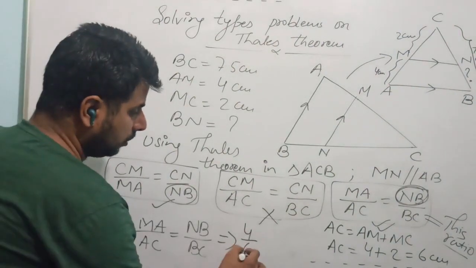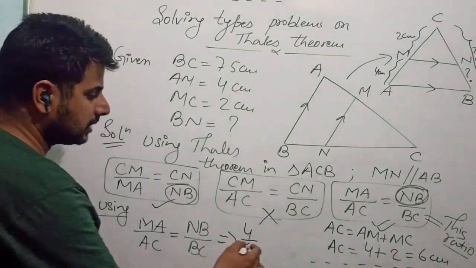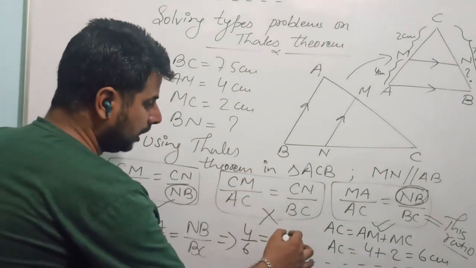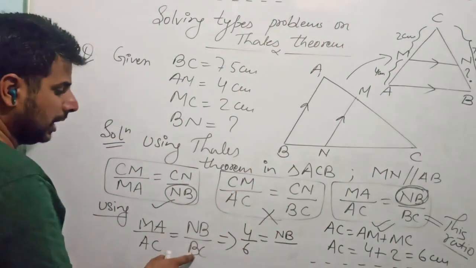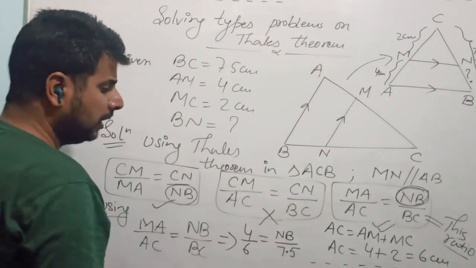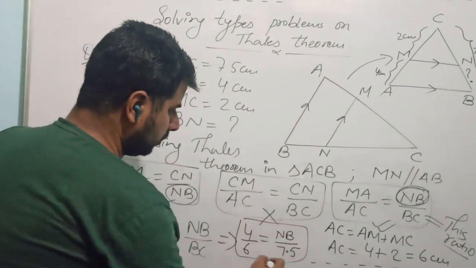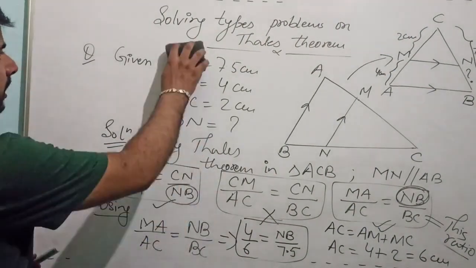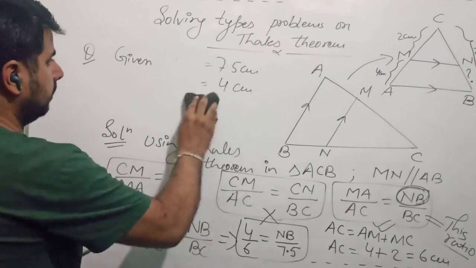AC, just now you calculated, that is 4 upon 6, equal to NB, not known, so write it down NB only, and BC, that is 7.5. Okay, so this is now your ratio. Right? Now I am going to erase this given part to solve the question completely.